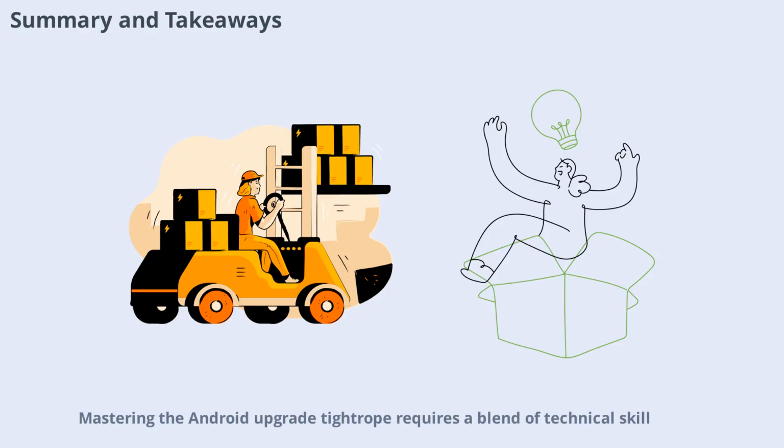Mastering the Android upgrade tightrope requires a blend of technical skill, strategic planning, and user empathy. By following best practices for backward compatibility, you can deliver innovative updates without sacrificing stability. Remember to plan for coexistence, test thoroughly, and keep learning. With the right approach, you'll keep your users happy and your app thriving, no matter how the Android landscape evolves.